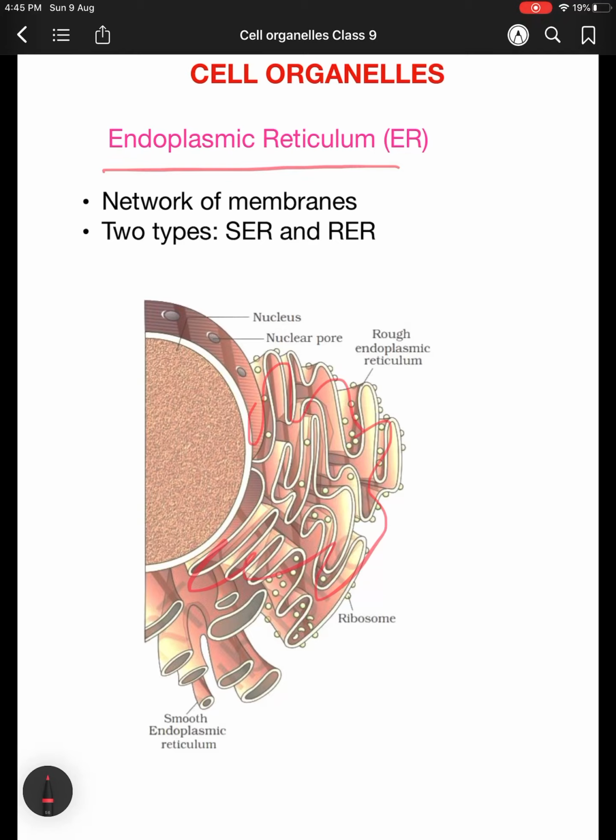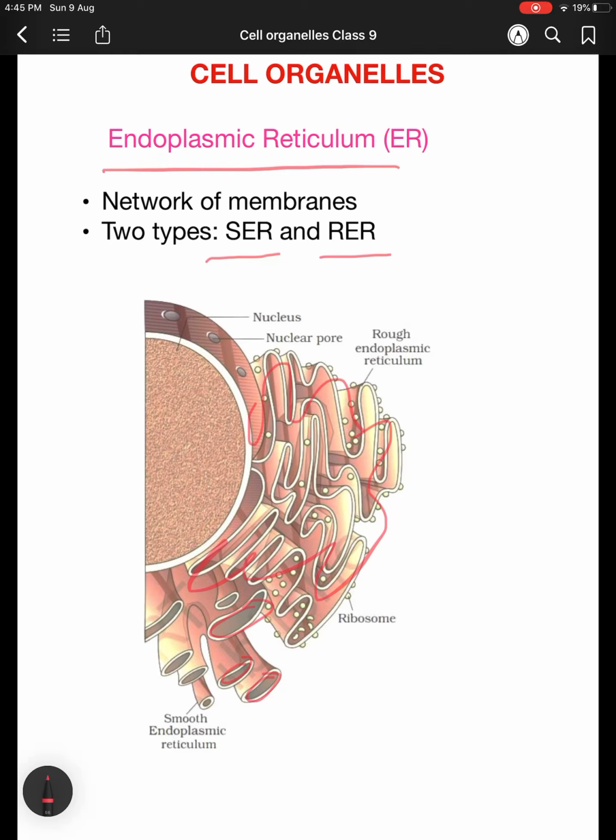They are of two types, smooth endoplasmic reticulum and rough endoplasmic reticulum. Both look similar but have slight difference. Let's understand it. First, we talk about smooth endoplasmic reticulum. It is called smooth because it has nothing on its surface. This SER helps in the manufacture of fat molecules or lipids.